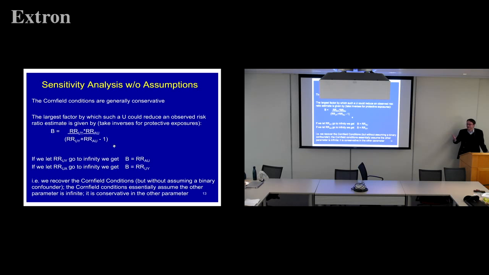So where Cornfield, I wouldn't say went wrong, but where he didn't maximally use the information is he considered them one at a time. He considered the two parameters one at a time. If we consider them at the same time, we actually can't generate the sorts of biases of the magnitude that Cornfield might have thought possible. I don't know what Cornfield's psychology was. I don't know if he thought, well, if they were 10 each, then we really could explain this away. The result he showed was that they couldn't be explained away unless they were at least tenfold each. But that turned out not to be sufficient.